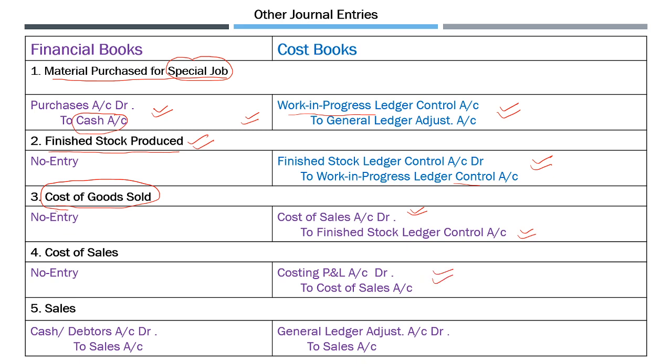Now the last entry or last transaction is about sales, that is the income or revenue of the company. So our entry in the financial books are sale, cash or debtors account, debit to sales account. Now cash or debtors are assets, and in place of assets we use GLA account. So our entry in the cost books is GLA account debit to sales account.